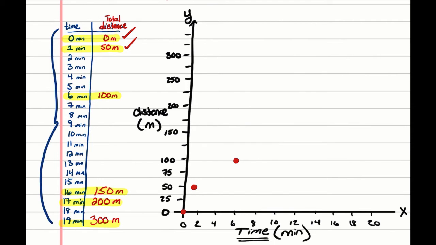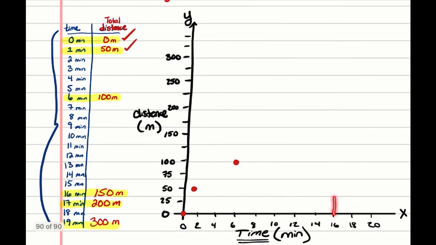And now there's kind of a jump, right? So we have to go up to 16 minutes and put a point at 150 meters. Sometimes a ruler is helpful if you're trying to figure out where you're supposed to be going. So right up here to 150, I'm going to put our point there. Find 16 and 150 and put a point there.